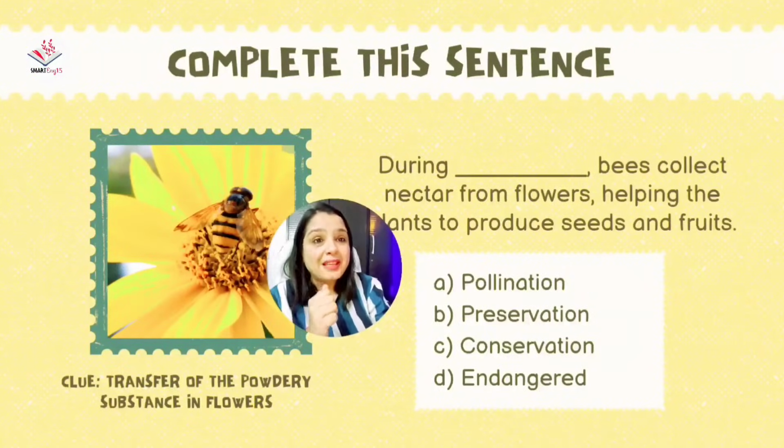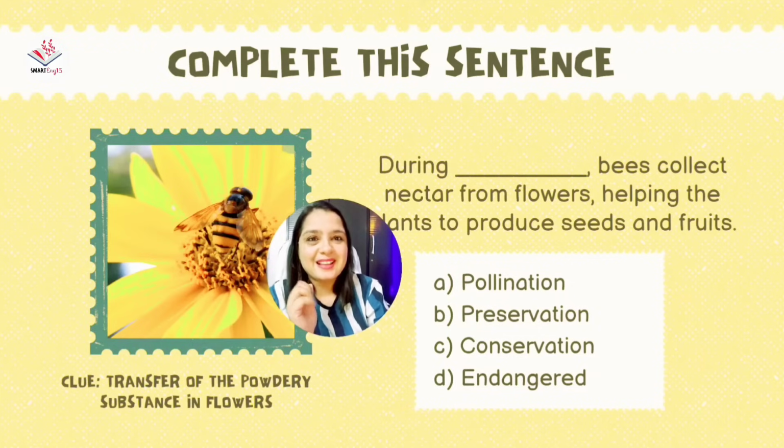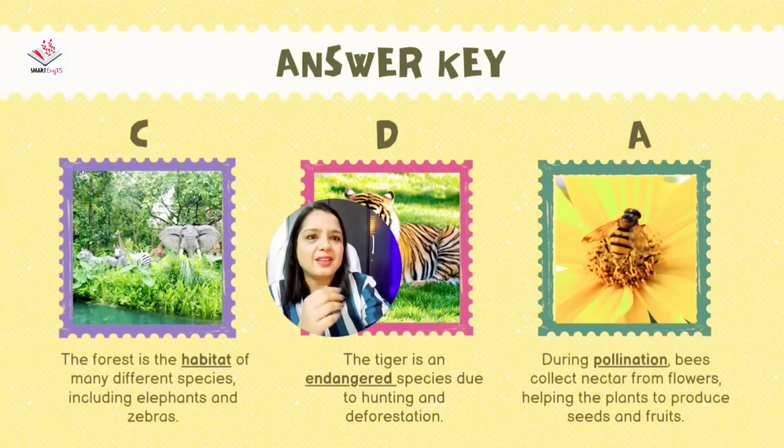During dash, bees collect nectar from flowers, helping the plants to produce seeds and fruits. Did you guess the answer? Are you able to understand which word would be fitting here? Alright, so the answer is pollination. So during pollination, bees collect nectar from flowers, helping the plants to produce seeds and fruits. So this is the answer key.